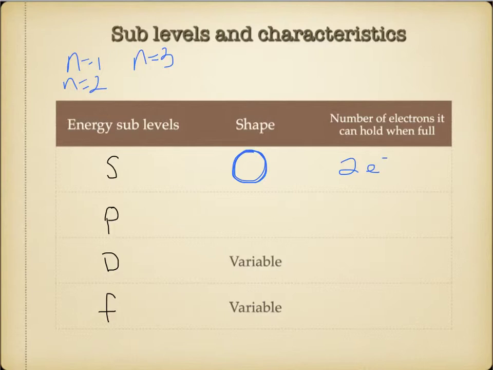Okay, the p sublevel has 3 orbitals, and they have a dumbbell shape. Somebody laughed at me today for calling it a dumbbell shape, but I feel like they kind of look like dumbbells. And this last one will come out of the screen. Now for the number of electrons it can hold when full: it has 3 orbitals, and each orbital can hold 2 electrons. So we've got 2, 4, 6, so 6 electrons can be held.